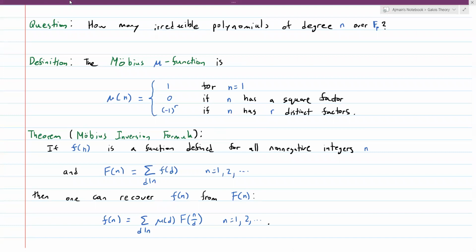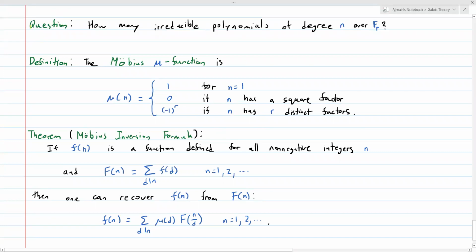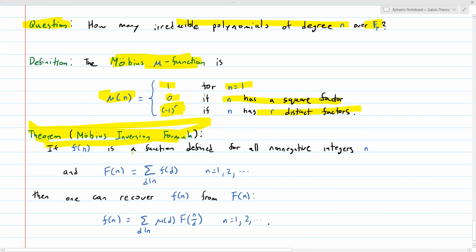So the last question in this section was about how many irreducible polynomials of degree n there are over F_p. The way he answers this is by using something called the Mobius mu function. The Mobius mu function is 1 for n equals 1, 0 if n has a square factor, and (-1)^r if n has r distinct prime factors. And there's a theorem called the Mobius inversion formula.